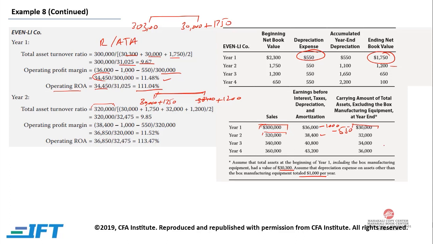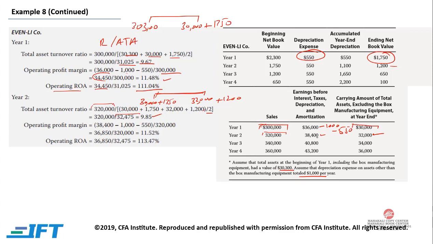Sorry, it's not 38,400, it's 32,000. Your assets at the end of the second year are 32,000. But this is excluding box equipment, so we add 1,200. So it's an average between 30,000 plus 1750 and 32,000 plus 1,200, divided by 2. So we are calculating the average. Your revenue, that is 320,000, divided by 32,475, that's your average assets, equals 9.85.